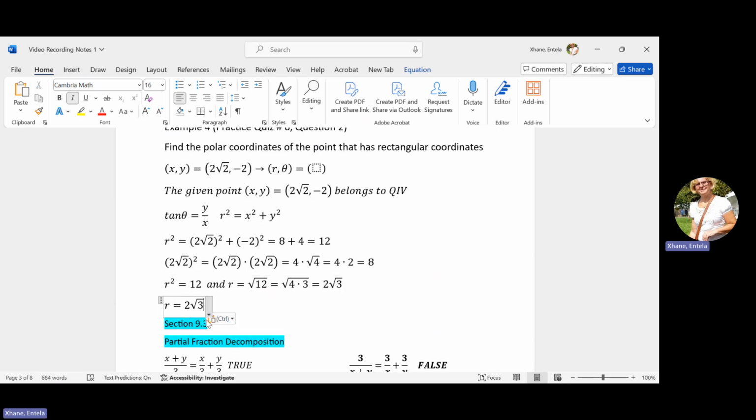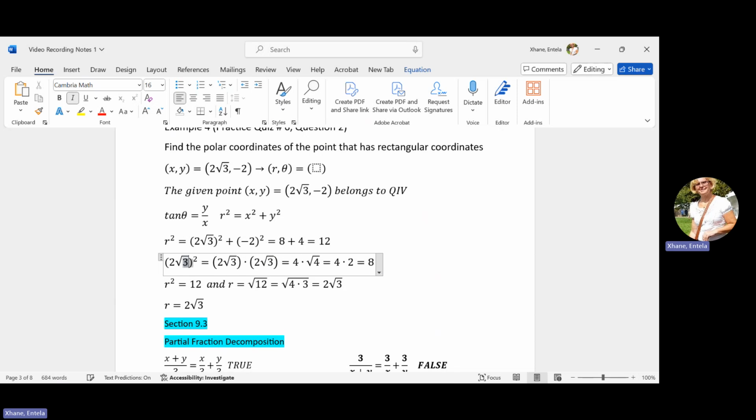Now let's look at... I think I copied something wrong. Yeah, that's 2 square root of 3. Okay, so let's back off. The coordinate is 2 square root of 3, so I apologize. Let me make changes. That's 2 square root of 3. Yep, it's 2 square root of 3. So that's going to change r.